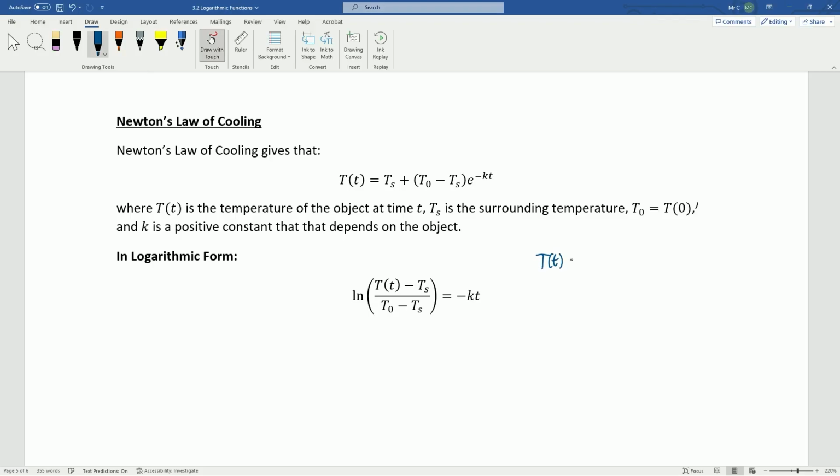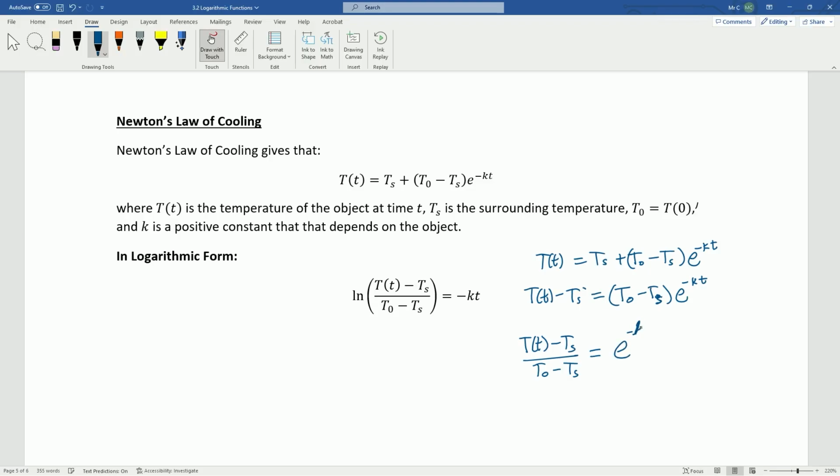We'll look at T of t equals Ts plus (T naught minus Ts) e to the negative kt. So if I subtract Ts here, I get T of t minus Ts equals (T naught minus Ts) multiplied by e to the negative kt. So if I divide by T naught minus Ts, I get (T of t minus Ts) over (T naught minus Ts) equals e to the negative kt.